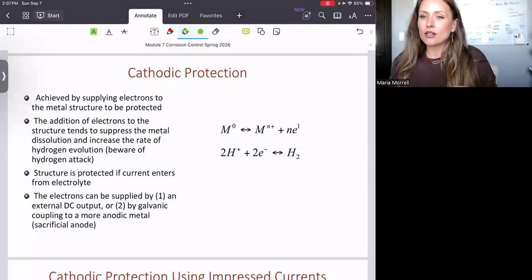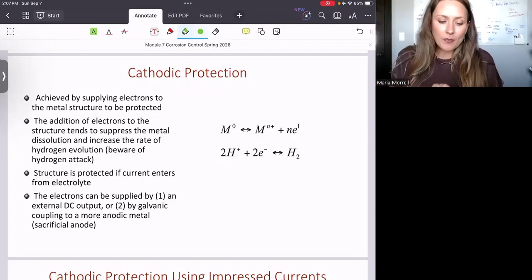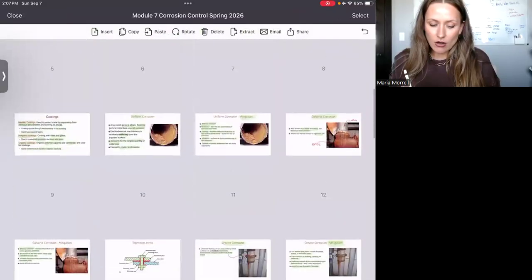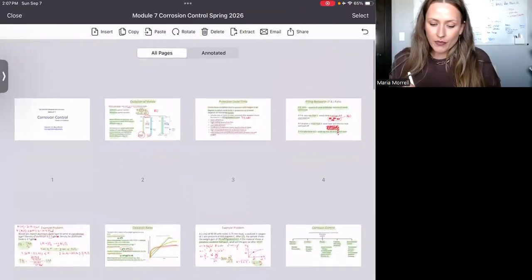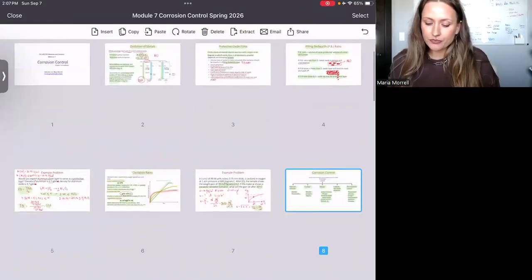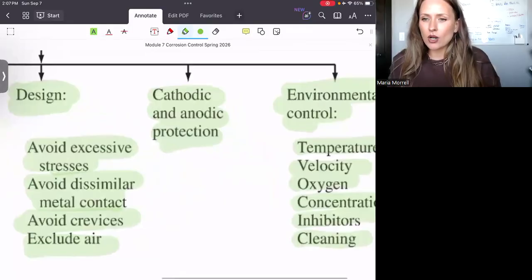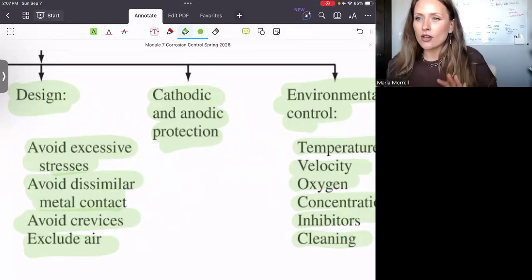Welcome back to learning module number 7, part 2, where we will consider cathodic and anodic protection. Allow me to go back to one of the slides where we mentioned it early on. That was right here. I'm going to use this slide to explain a little bit more about cathodic and anodic protection.